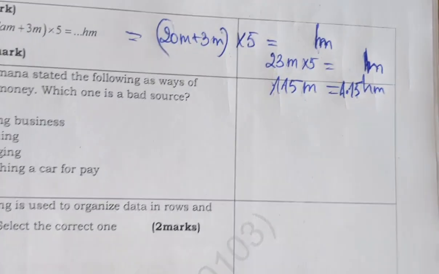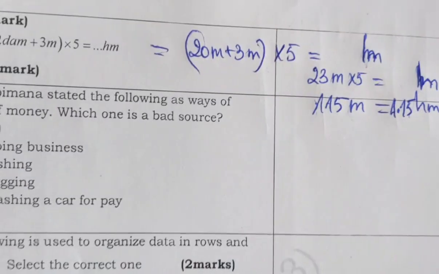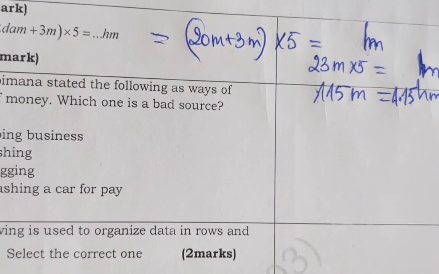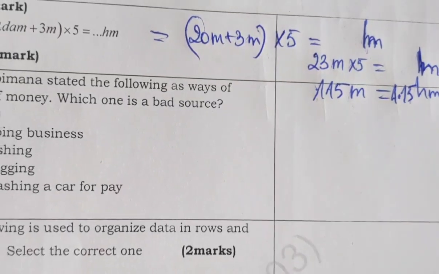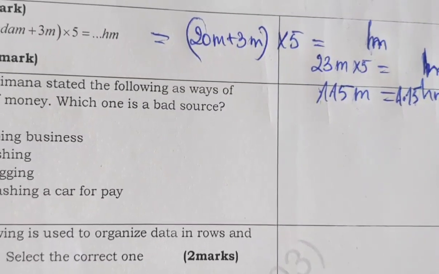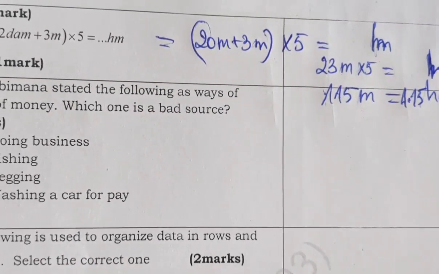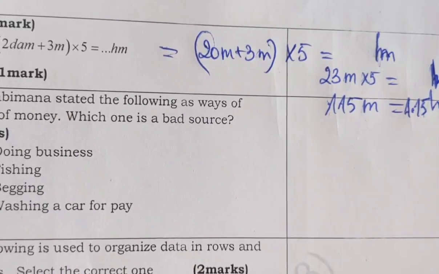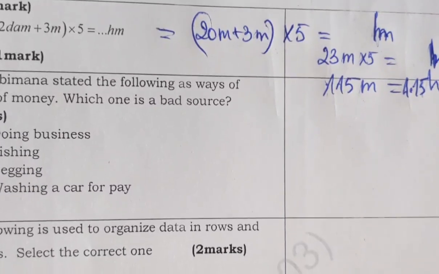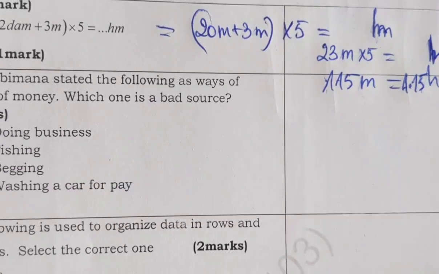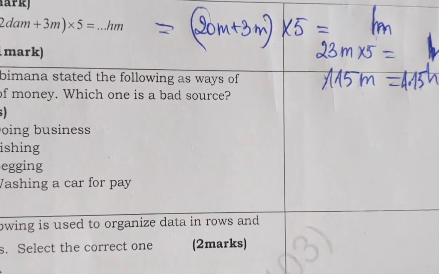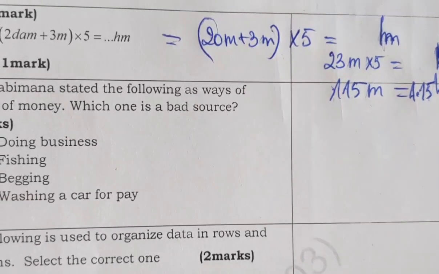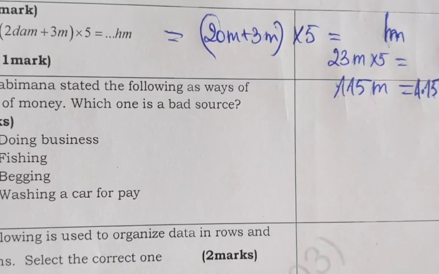And then here they said, Dusabimana stated the following as ways of getting money. Which one is a bad source? Doing business, fishing, begging, washing a car for pay. Here doing business, maybe Dusabimana is selling fruits, shoes or clothes. It is a good way. Then fishing is catching fish from rivers or lakes. It is a good way.